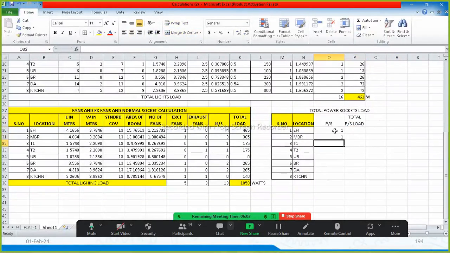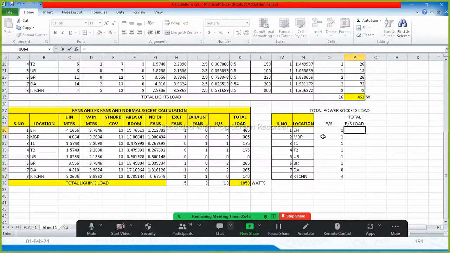So coming to the entrance: 1 power socket, master bedroom 1 power socket, toilet 1: 1, toilet 2: 1, utility 1, bedroom 1, dining area 0, kitchen 4 to 6. So I'm taking as an example 5 power sockets. Or let us take 4 or 6. Okay, I'm taking a 4.